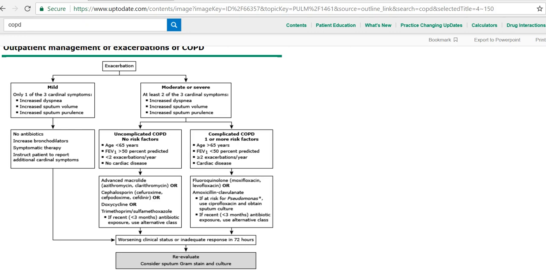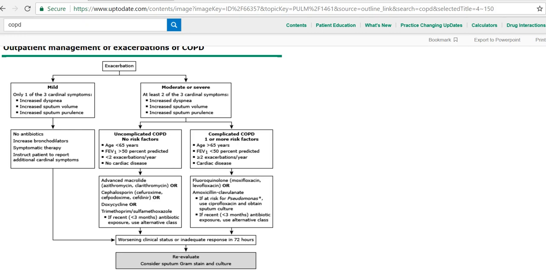So these are going to be your ones and twos if you were to go back up and look at the GOLD criteria. Less than 2 exacerbations a year. And they have no comorbidities, no cardiac disease. I'll talk about comorbidities here in a moment, and the key ones to look out for. Cardiac is always a hallmark.